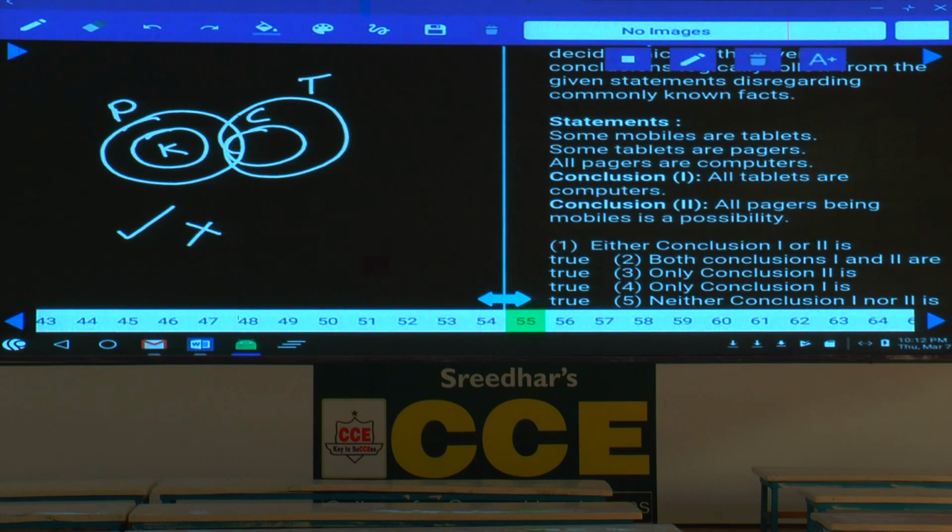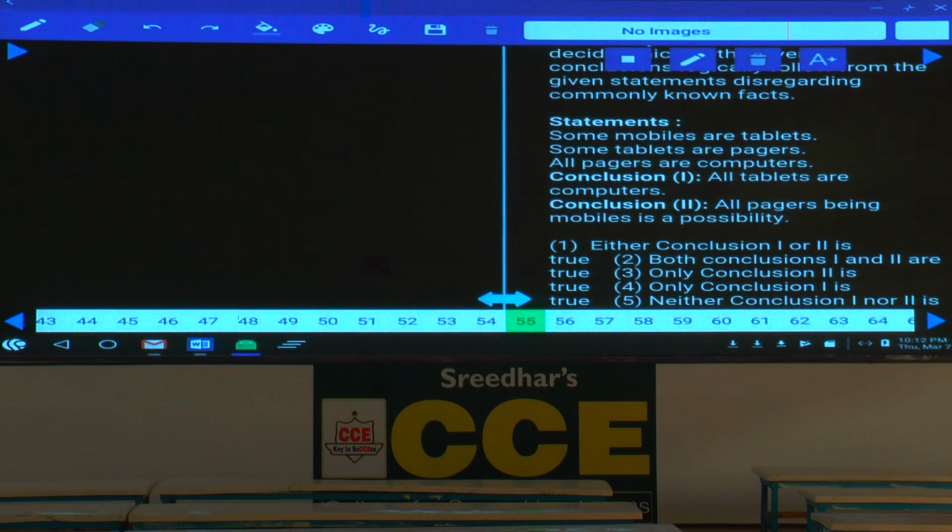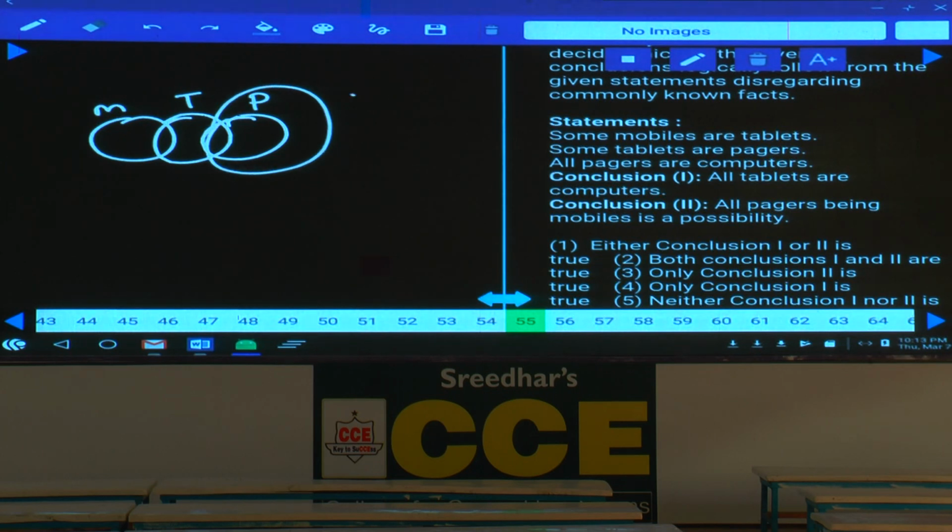Then question number 55. Now in this 55, some mobiles are tablets. Some of the mobiles are tablets can be written like this, mobile and tablet. And some tablets are pages. And all pages are computers. Then first one, all tablets are computers. Is it true or false? False, because only some tablets are computers is true. All tablets are computers is false.